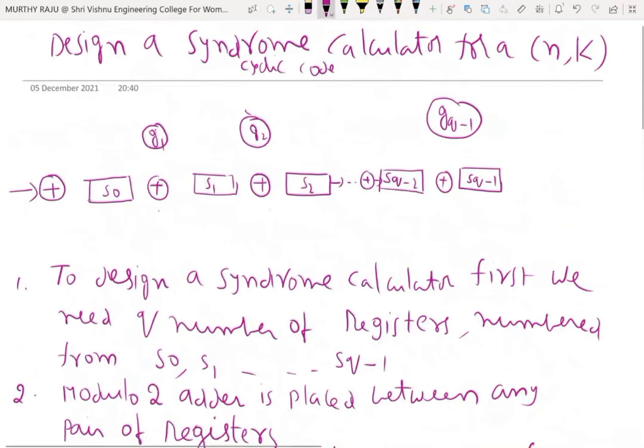This is the connection established between the modular 2 adders, gates, and shift registers. Here gate is connected here. Here gate is connected here. Here gate is connected here, like that.